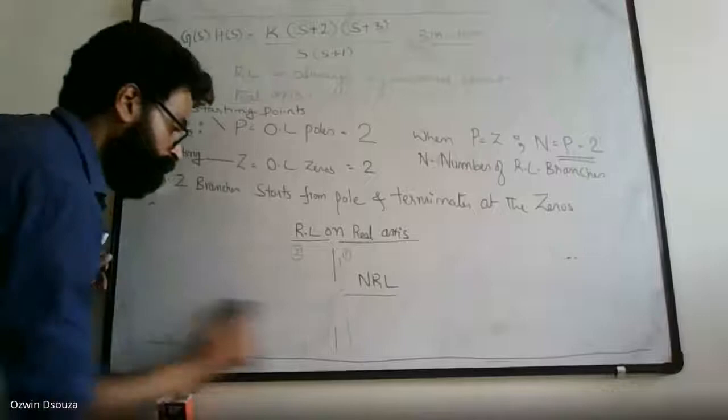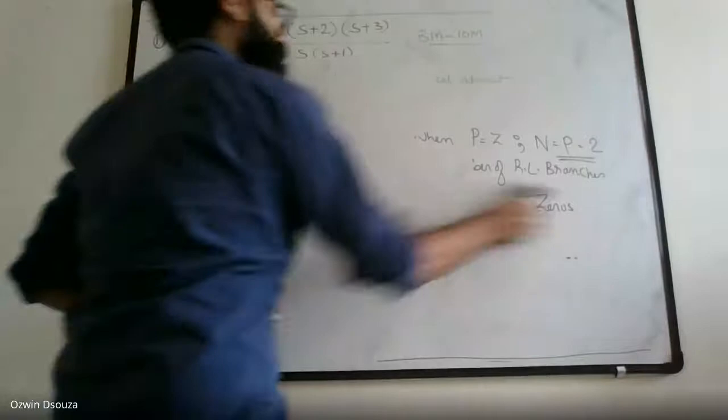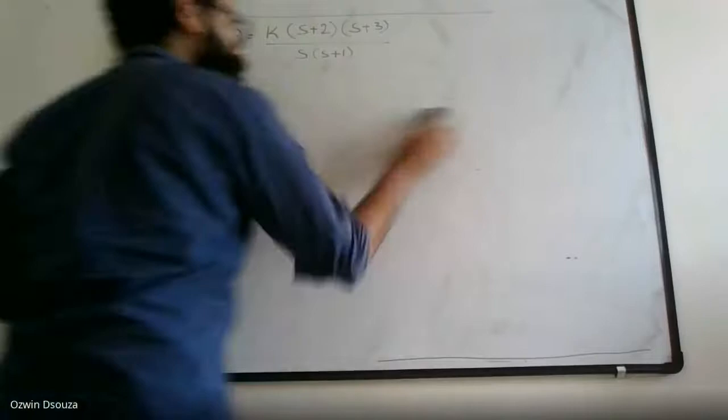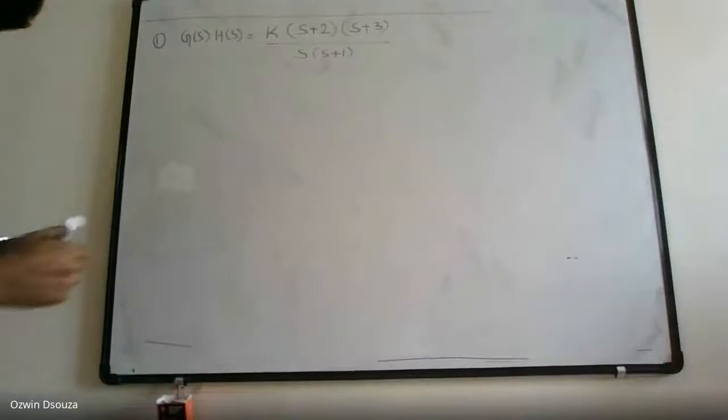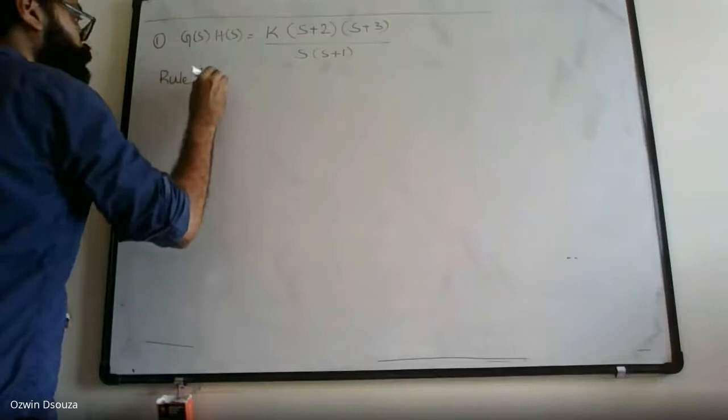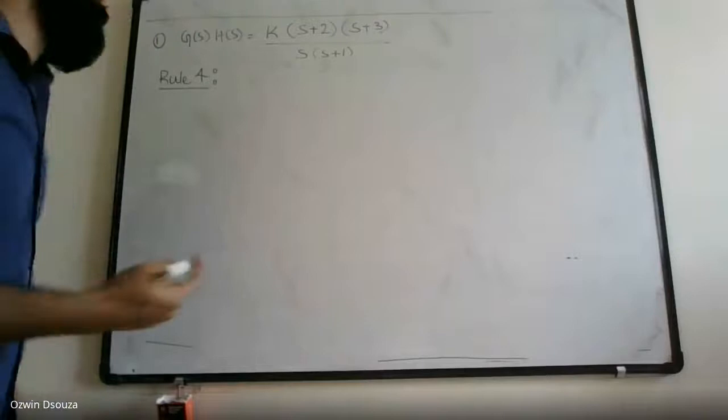I hope you are doing it simultaneously. All right. Once you are done with rule 3, you can go for rule 4. So rule 4 is all about calculation of centroid and angle of asymptotes. So rule 4 is about centroid.